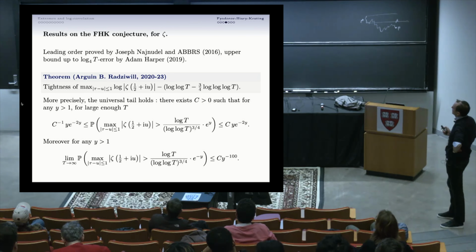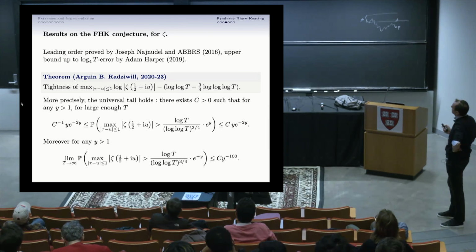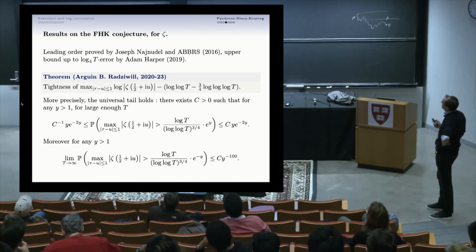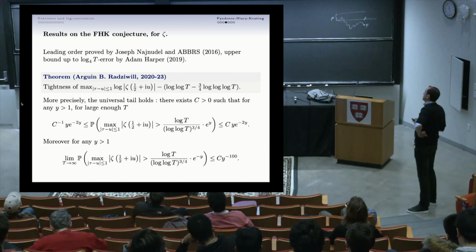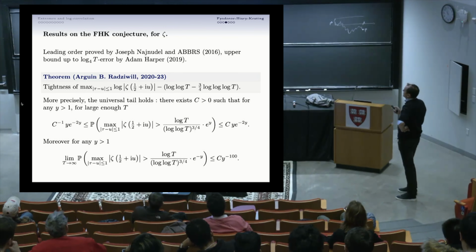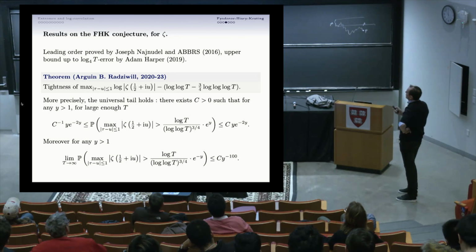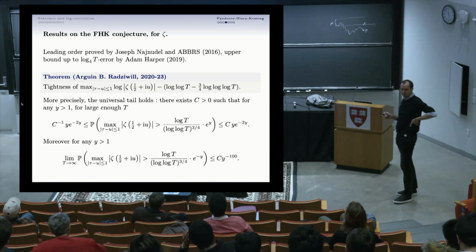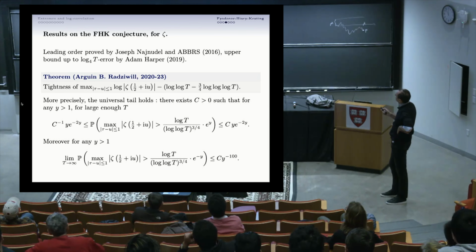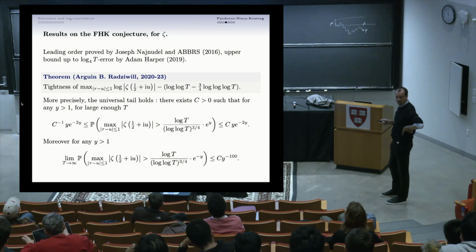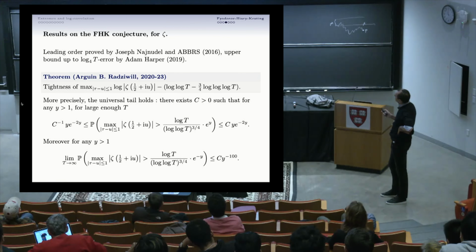And for zeta, there's been a lot of work. So the conjecture was from about 2011, and there was a first result by Arguin, Belius and Harper under the Riemann hypothesis. Then with Soundararajan and Belius, we obtained that without the Riemann hypothesis. Adam Harper was the first one to get something of the right order in terms of second order for the upper bound. And what is known now is that this maximum really is of that size, both in terms of upper and lower bounds. So in particular, there is also the good tail.